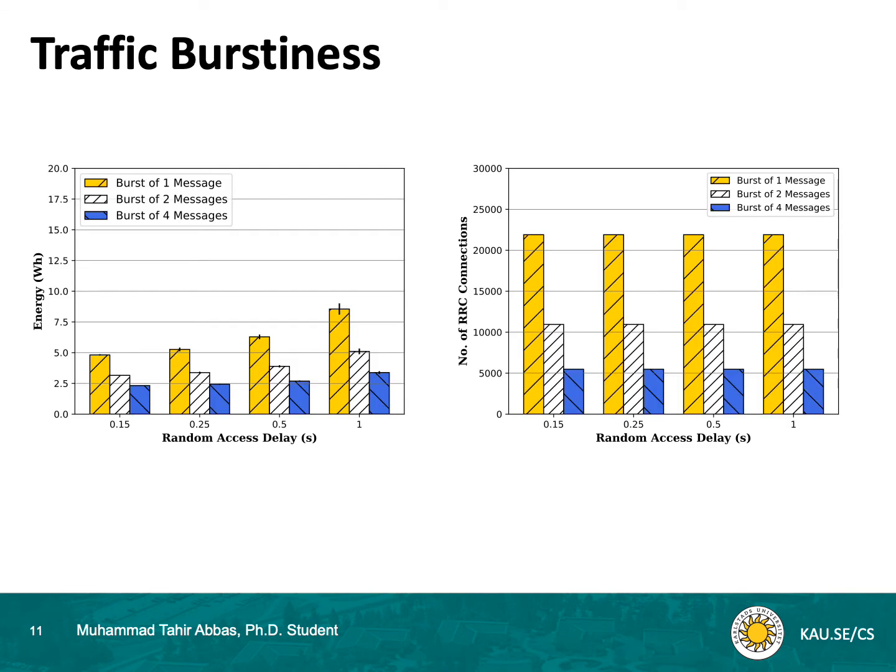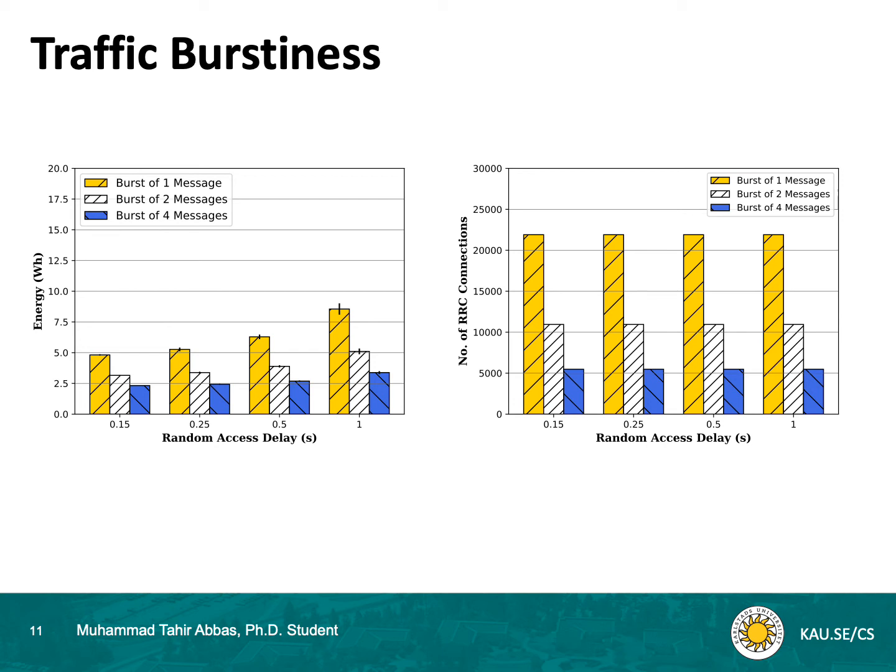So now coming towards the traffic burstiness. In this slide, we are sending messages in bursts. We are sending the same number of messages in bursts of 1, 2, and 4. The graph on the left shows the energy consumption for different bursts of traffic, which increases along a group of bars due to the increase in random access delays, and it decreases drastically within a group of bars due to the increase in burst size.